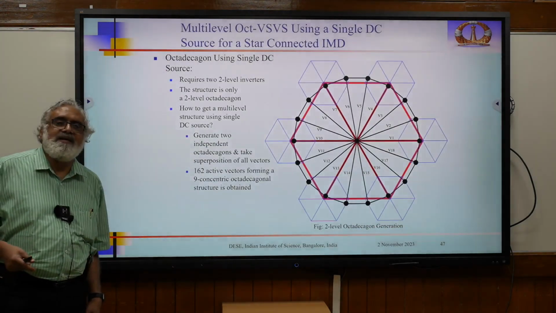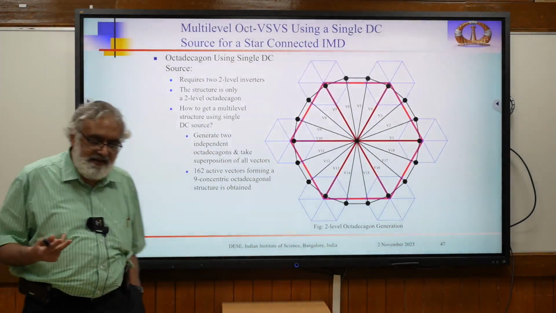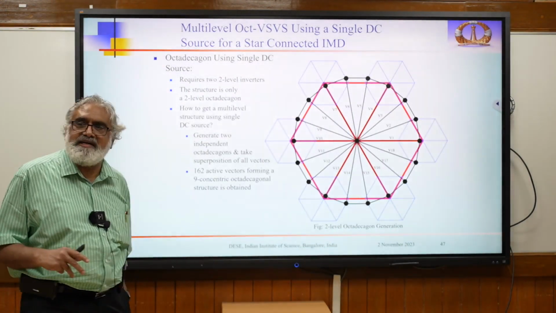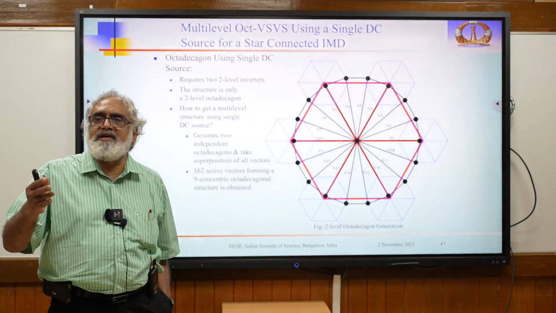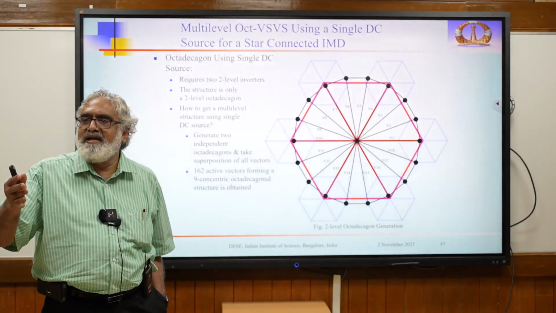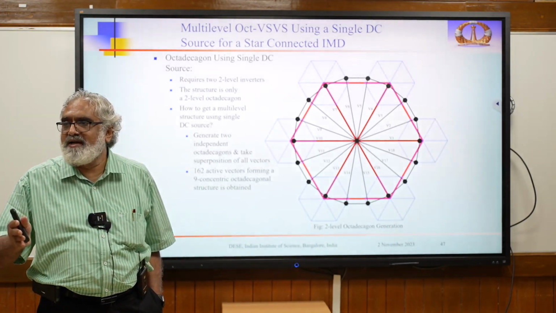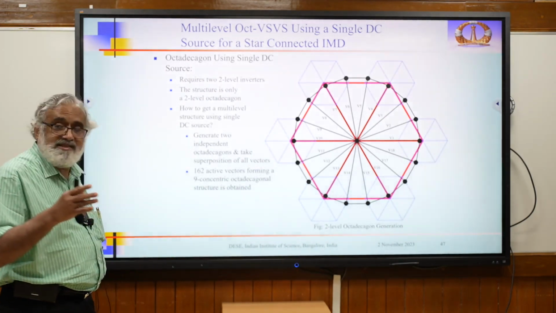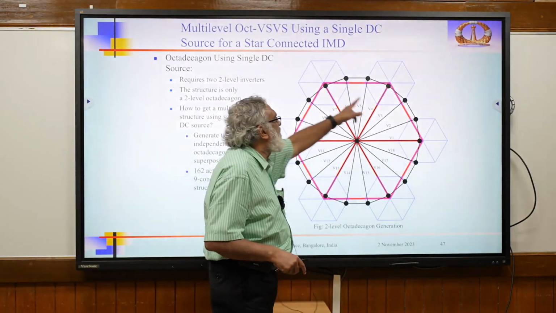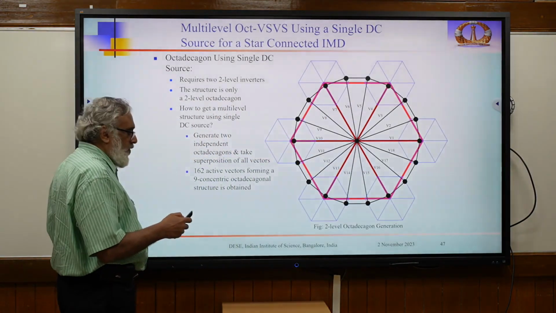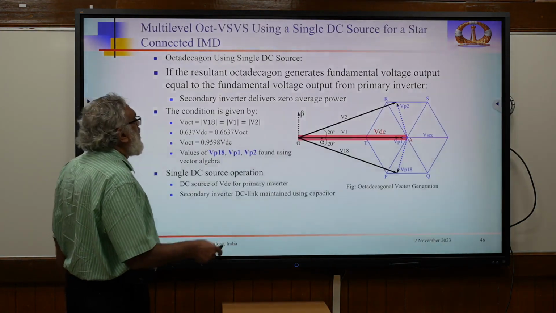Then another student, Bobby Mathew, asked, can we get an 18-sided polygon? What is the advantage? 18-sided polygon means 5th, 7th, 11th, 13th are absent throughout. Correct? Then you will only have harmonics at 17 and 19. 18-sided means, see, this is possible. If you want to get this one, original, oh sorry.